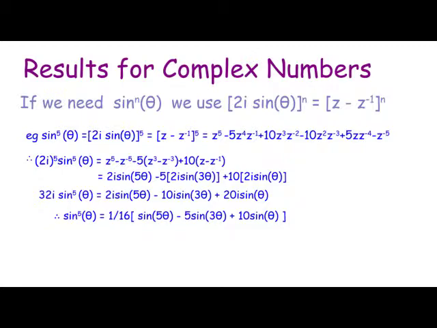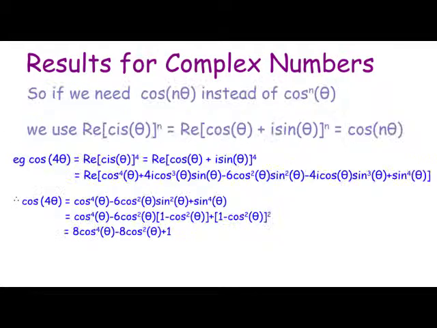What about multiple angles? Let's have a quick look. How are we going to get multiple angles? You can see here, if we need cos n theta instead of cos to the power n of theta, we are now going to have to expand out cos theta plus i sine theta to the power n and take the real part of that, because that will be cos n theta plus i sine n theta, and the real part will just be cos n theta.